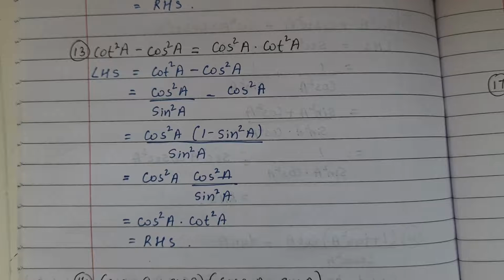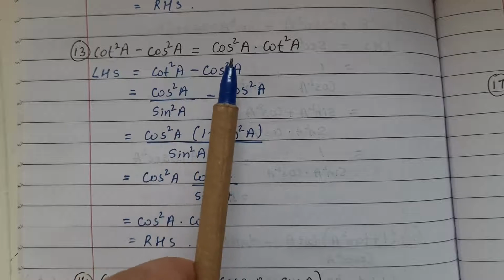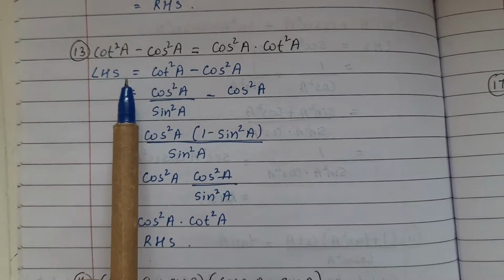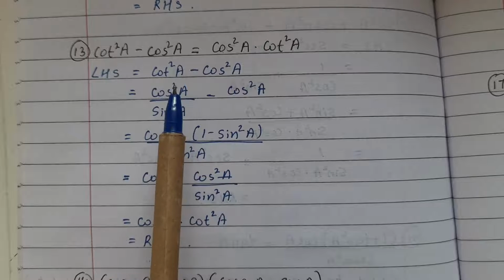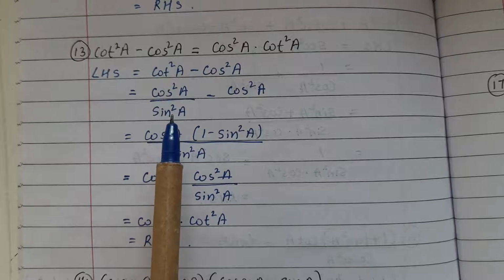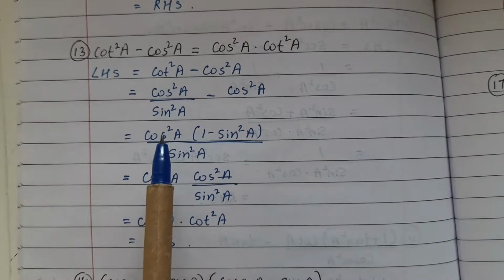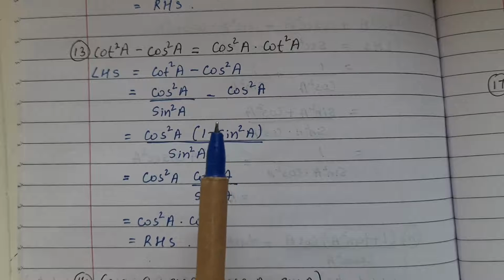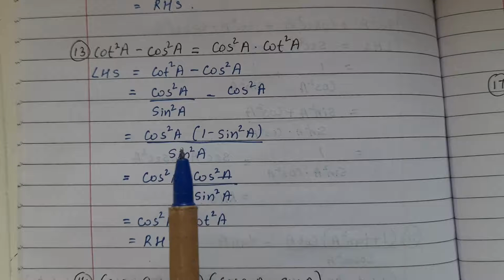Sum number 13: cot square A minus cos square A is equal to cos square A into cot square A. Left hand side is equal to cot square A minus cos square A. Cot is cos upon sin. So equal to cos square A upon sin square A minus cos square A. Here again cos square A is common, 1 upon 1, multiply and divide by sin square A. We get 1 minus sin square A upon sin square A.